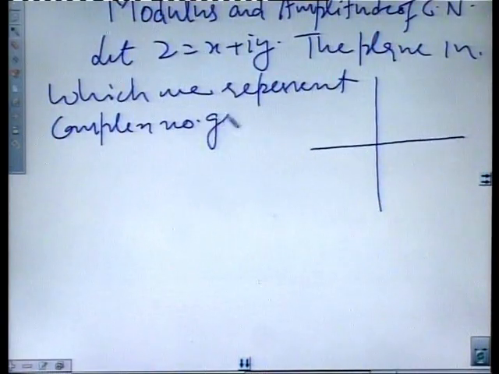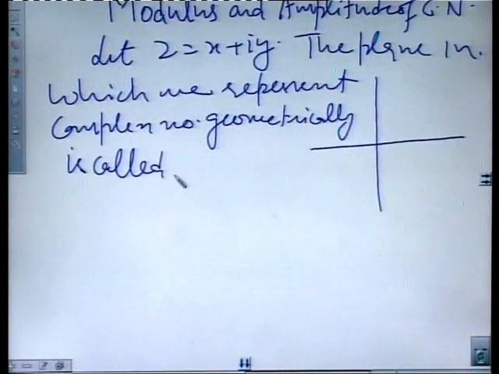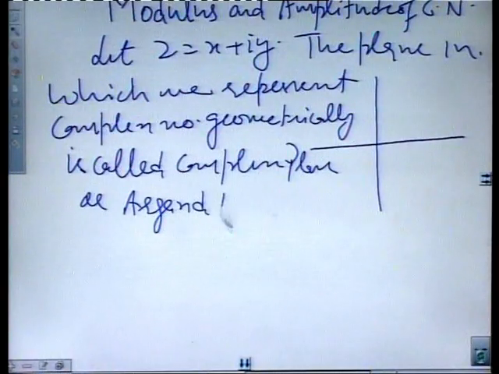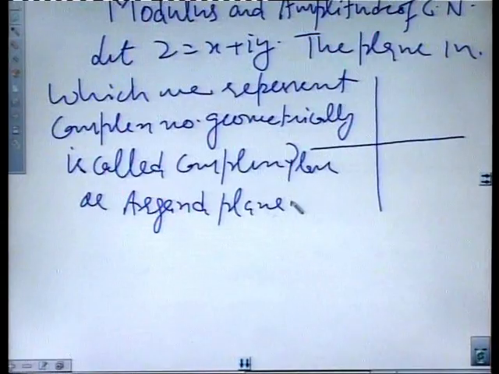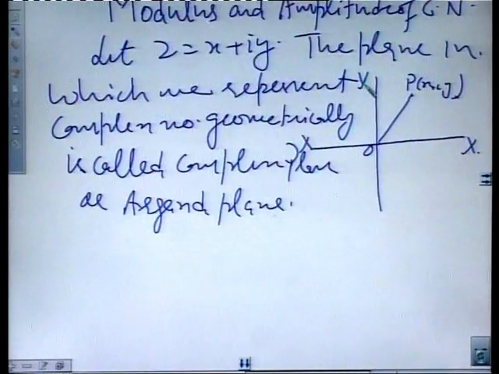Complex number geometrically is represented in the complex plane or Argand plane. Now, let the point in the complex plane be P(x, y), center is O, this is your x axis, this is your y axis, and draw a perpendicular from P on the positive direction of x axis. Now, the x axis acts as a real axis, and y acts as an imaginary axis.